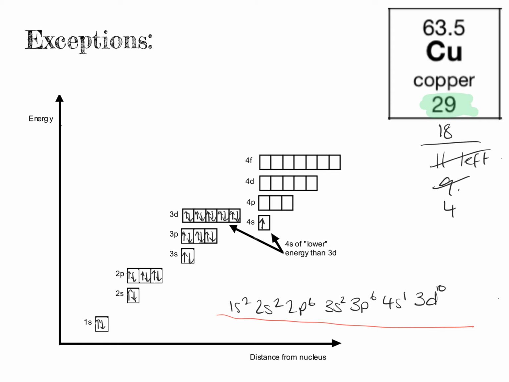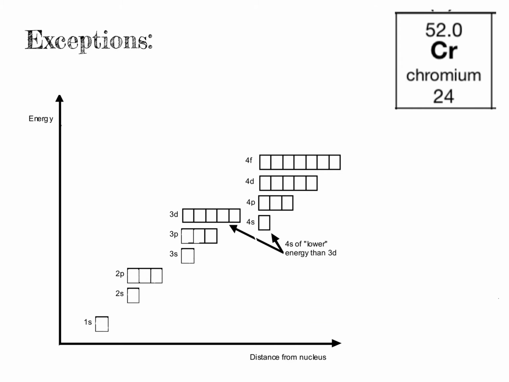And chromium does a slightly similar thing, so I'll show you chromium as well. Just keep these in mind, these are just the 2 exceptions, and everything else works the way that I've told you it will work. Okay, so your other exception is chromium. Chromium has 24 electrons, and let's place them as we normally would. So, lowest energy level first, fill that.